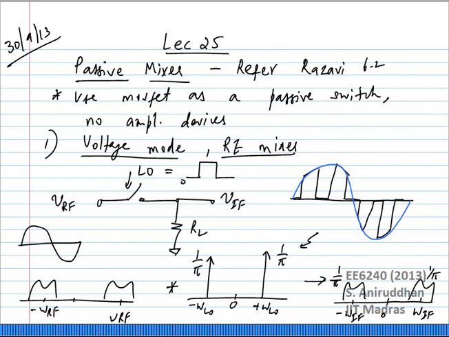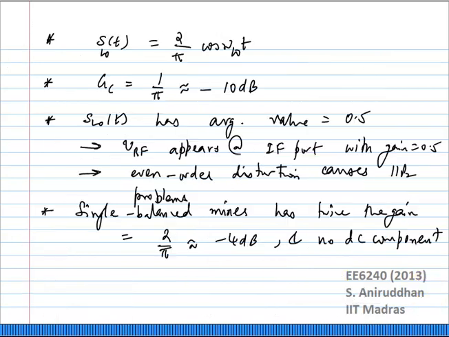And when the switch is on, the output voltage follows the input voltage. When the switch is off, the output voltage returns to zero. And we quickly looked at the fundamental component. It seemed to have a gain of 1 over pi from RF to IF port. And if you have a single balance mixer, you can have twice this gain.